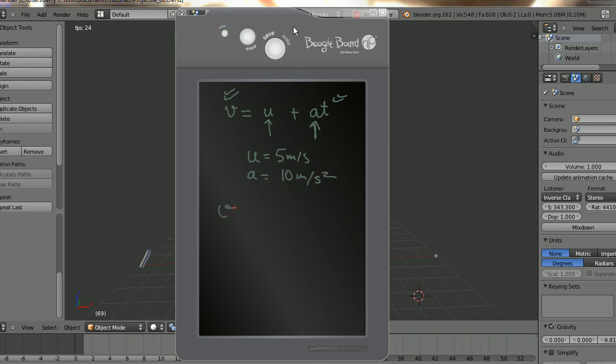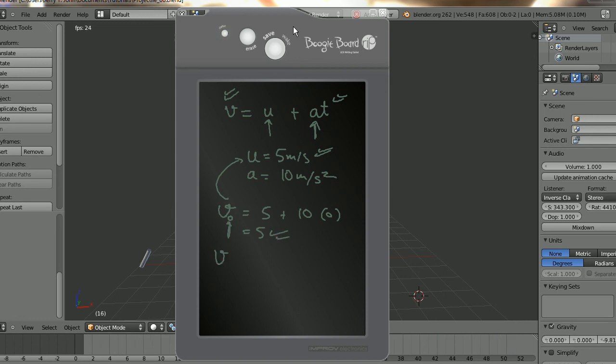then your final velocity after 0 seconds will be 5 + 10 × 0, which is equal to 5. This just tells us again what our initial conditions are: the initial velocity, at time equal to 0, is 5 meters per second.